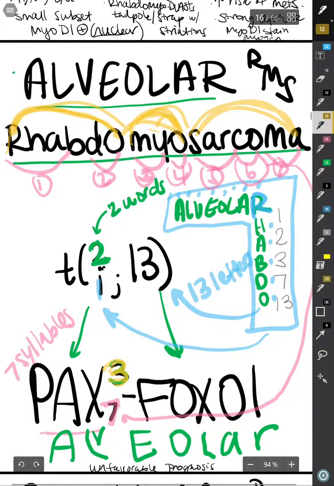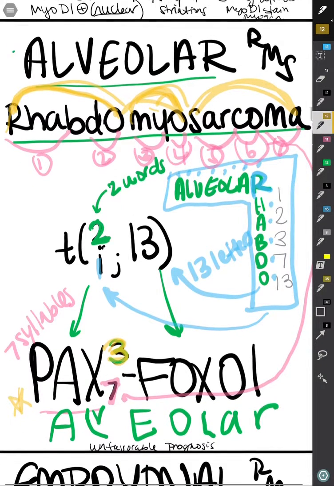So PAX 3 or PAX 7 with FOXO1, have your alveolar spelled like a little kid, or drew it down here. Translocation with either 2 or 1 with your chromosome 13, because that's how many letters are over here. And as I mentioned, alveolar rhabdomyosarcoma, if this translocation is present, it has an unfavorable prognosis.